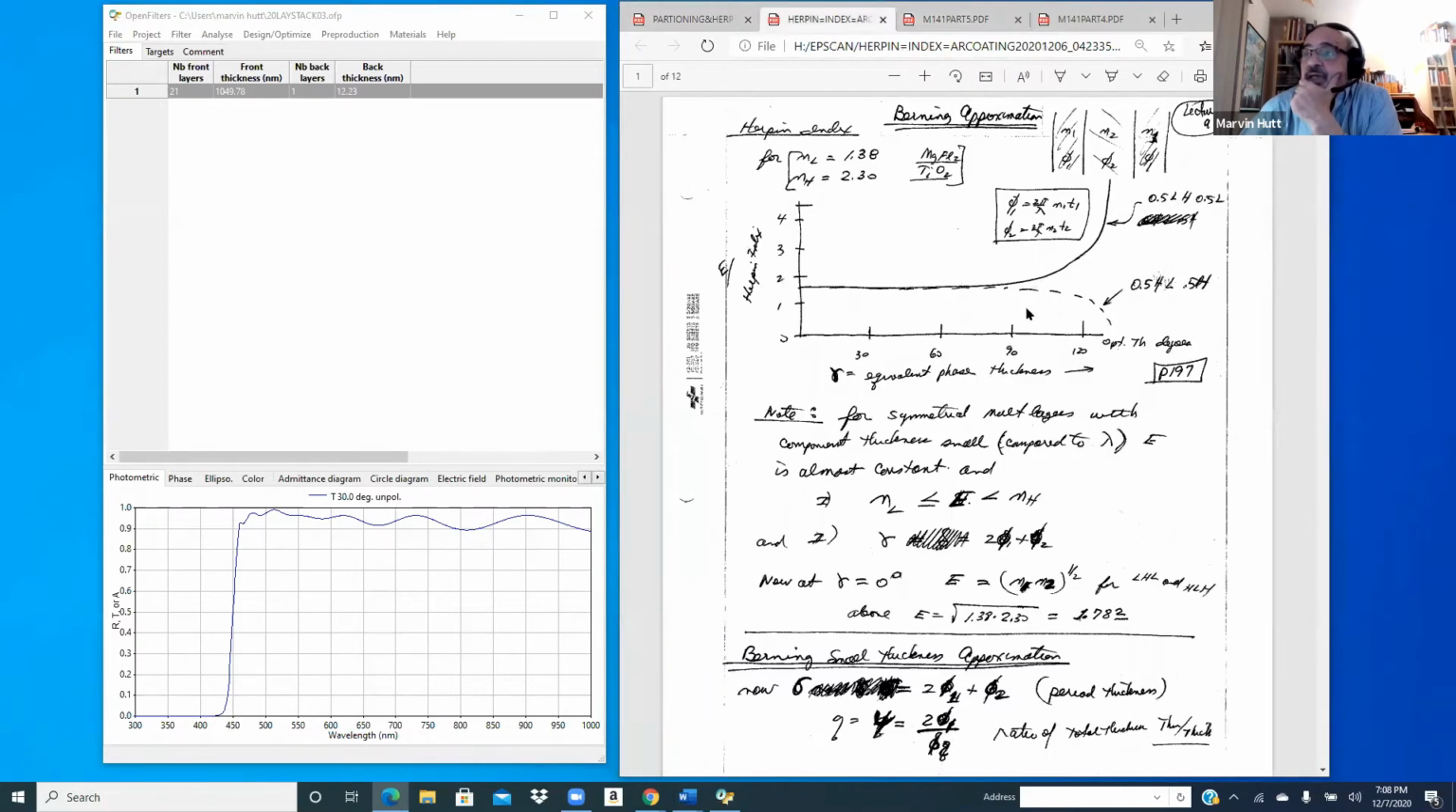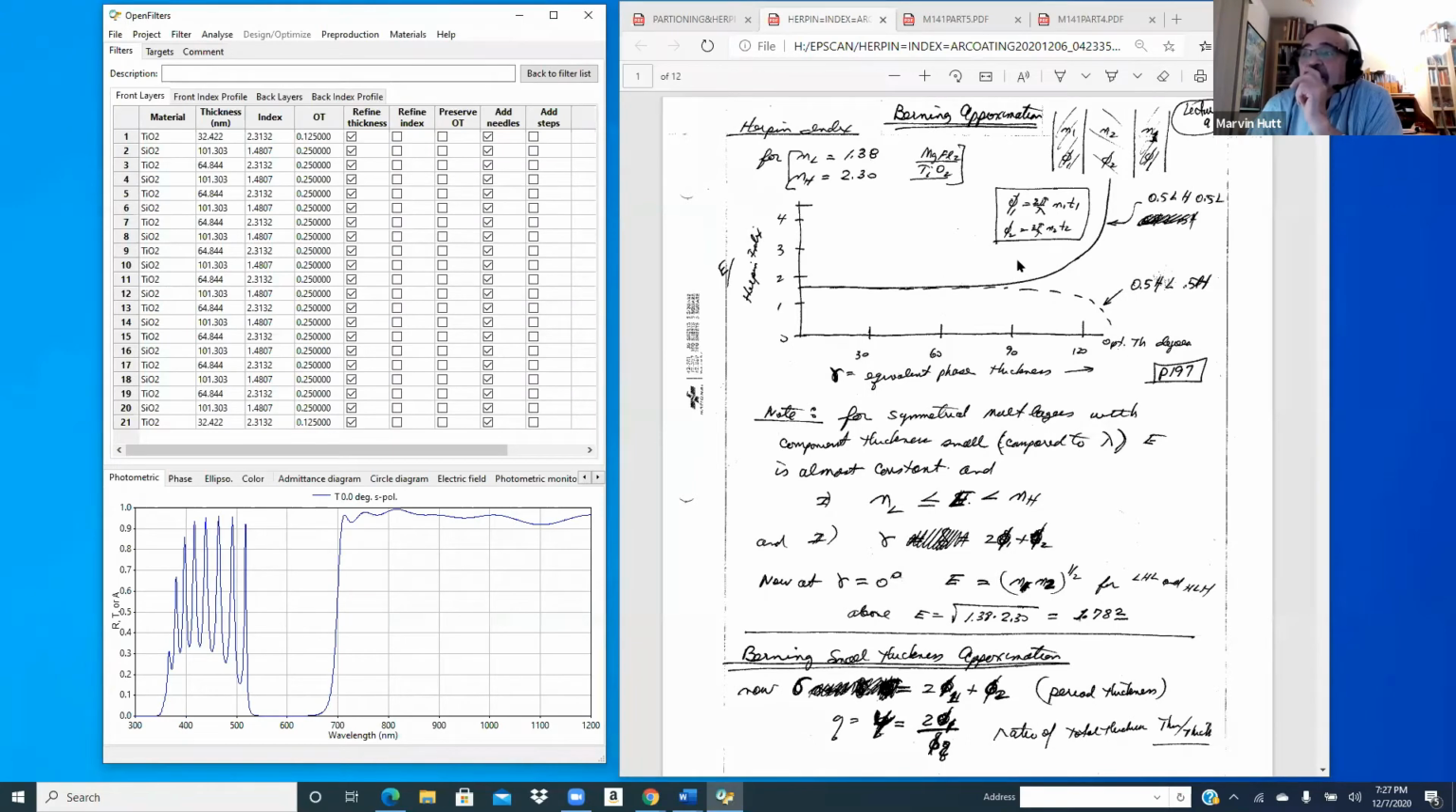And I want to go to the next thing, which is the Herpin index, the Berning approximation, which is the second most important use of the Herpin index, which is how do you make everything out of two other indices that you know about? This Berning approximation.